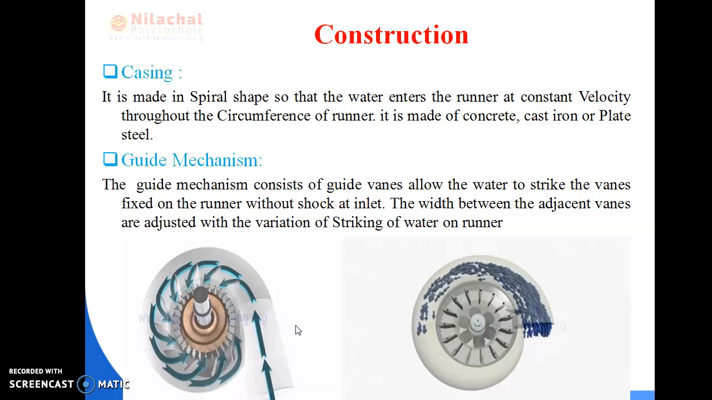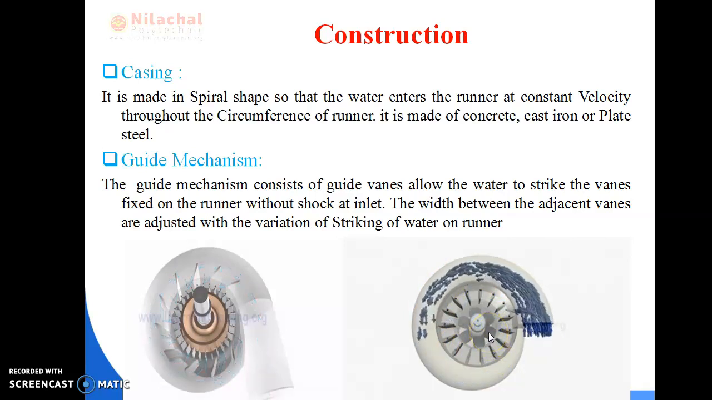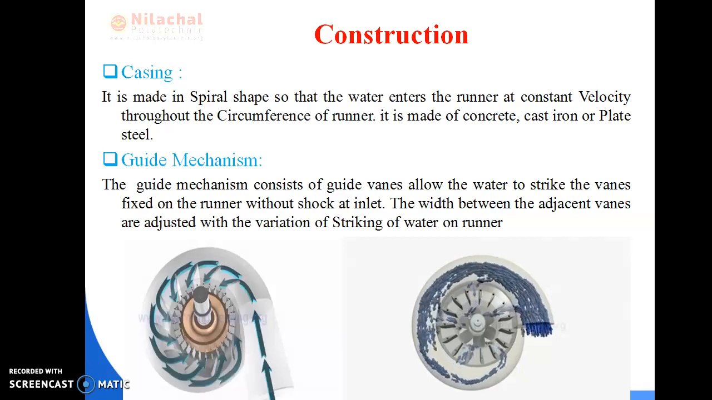Now coming to the casing part. As shown in the diagram, the casing used in a reaction turbine is a spiral one. So why are we making that spiral casing? Because of this spiral shape, the water enters the runner at a constant velocity throughout the circumference of the runner.